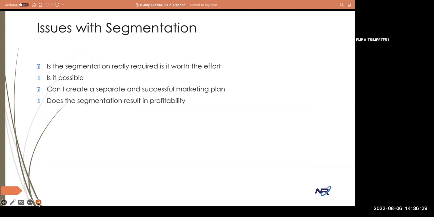So the issue with segmentation is you can't keep on segmenting when it's not there. And not every segment is really worth addressing. For example, if I do segmentation of our executive MBA program based on the number of women and men, that's a wrong segment. I cannot segment on that criterion because then I will go into a totally different spin. I must ask whether the segmentation is really worth it. Is it really worth going into a separate market? Does segmentation result in profitability? These are things that we should be thinking about.